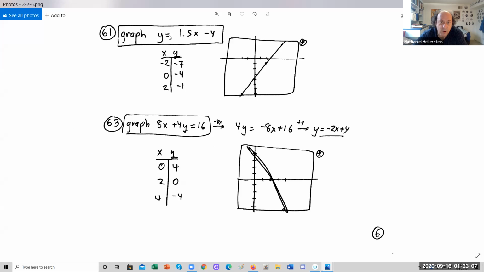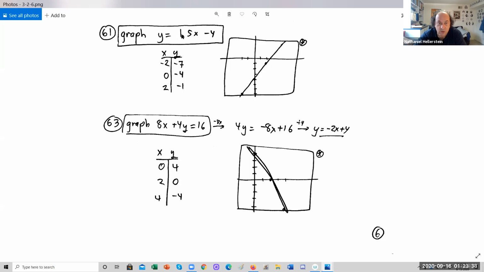We have some more. Y equals 1.5x minus 4. Now this 1.5 is a little annoying because it has a fraction in it. And so I made x be multiples of 2 just to cancel out that 0.5. So x would be negative 2, 0, or 2. When x is negative 2, 1.5 times negative 2 is negative 3. That minus 4 makes a negative 7. So negative 2, negative 7, this point here.